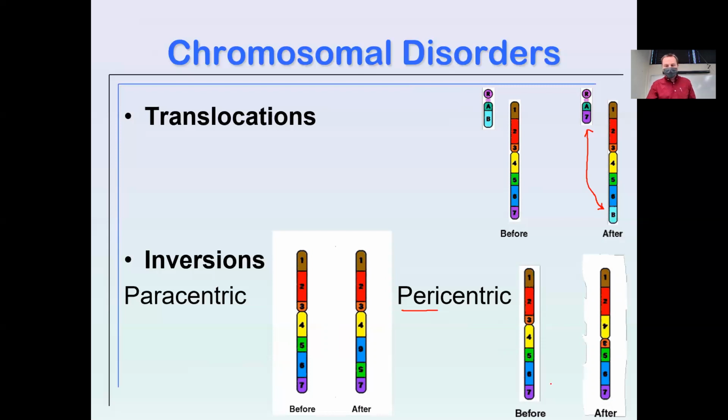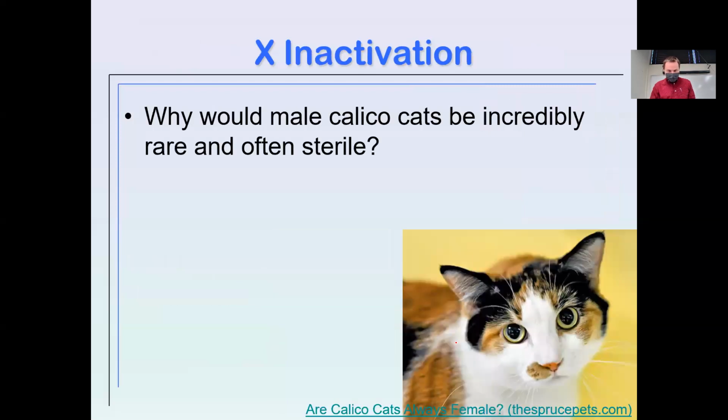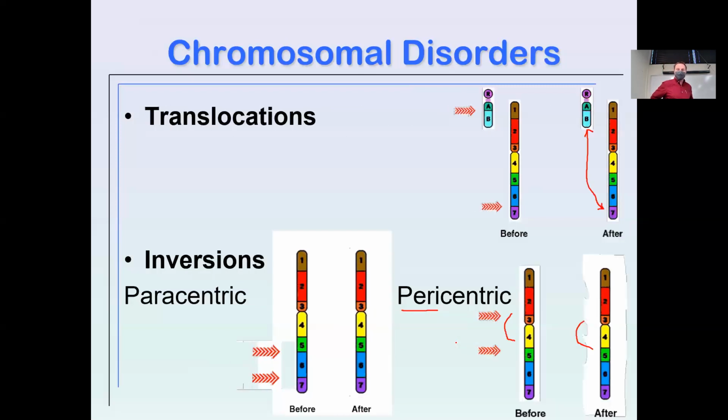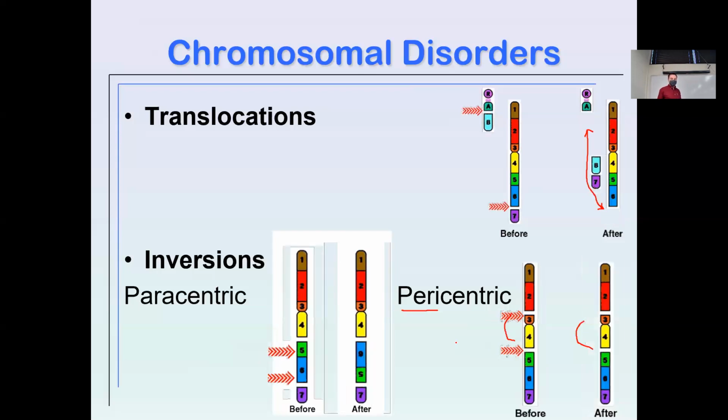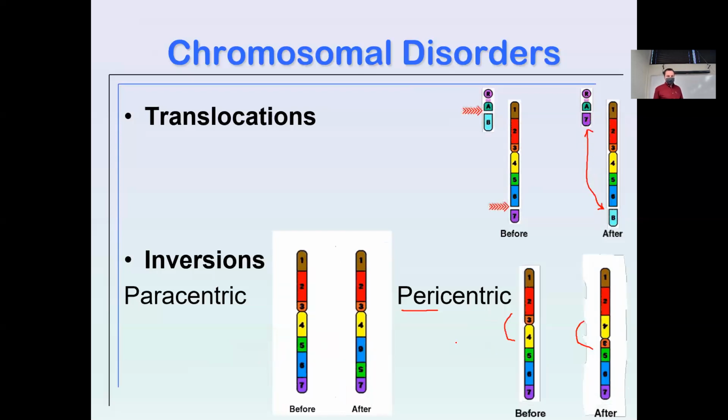So here we're saying the pericentric inversion is where you flipped around the centromere. You see this taper right here. They're saying the centromere is right here, and the pericentric flip flips around the centromere. The paracentric means it's flipped somewhere not around the centromere.